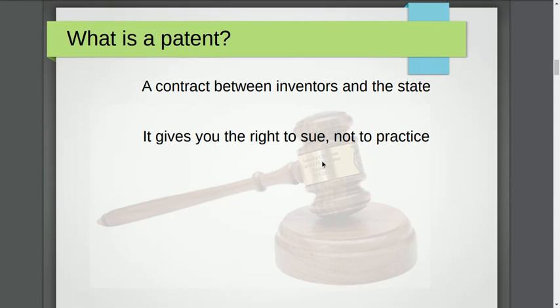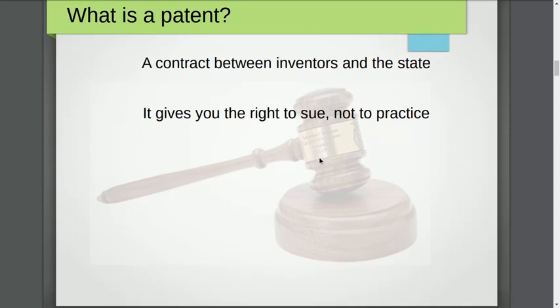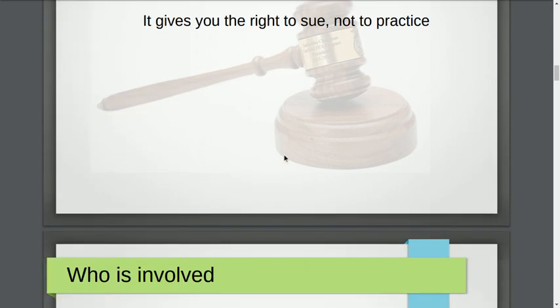And then the question is, what actually does a patent get you? The thing is that a patent is a contract between the inventors and the state. It doesn't give you a license to do something or make something. What it gives you is the right to sue other people who use your invention without paying you for it, without you agreeing to them to use it. So it gives you the right to sue and not a license to practice. And as it turns out, suing someone for breaching your patent can actually be very, very expensive, but ultimately the damages may be worth it.